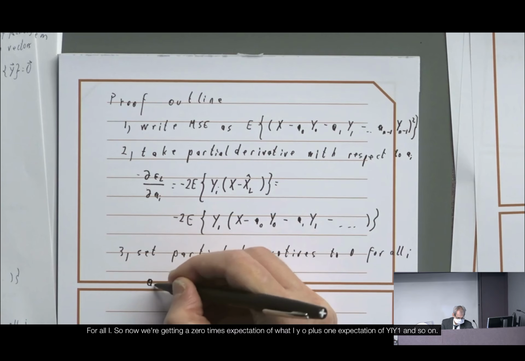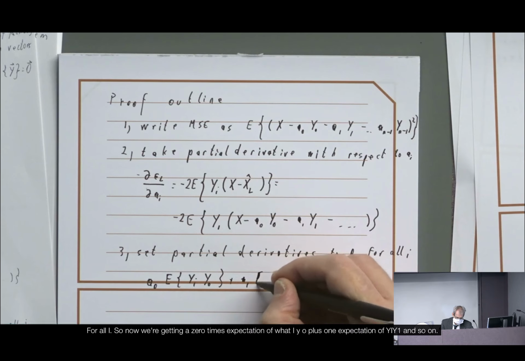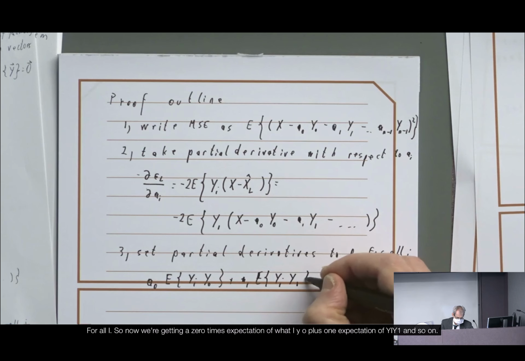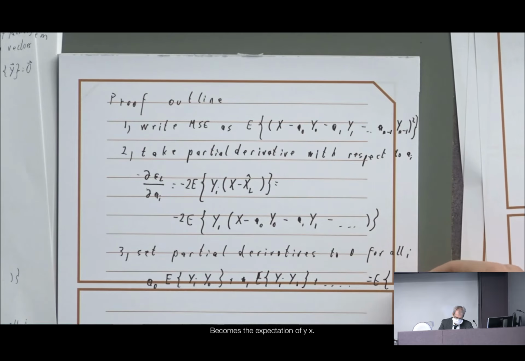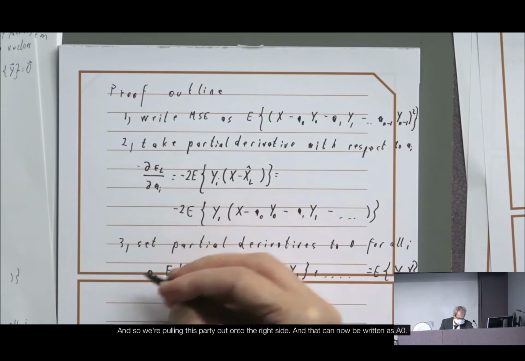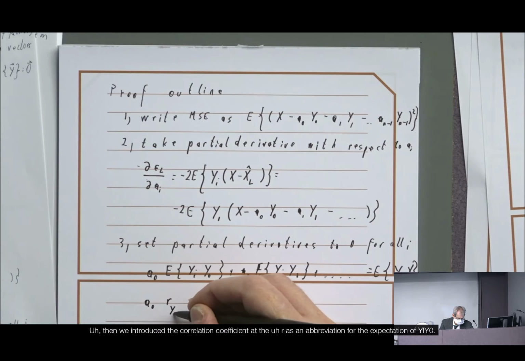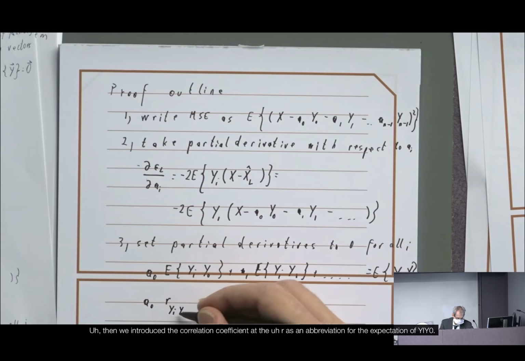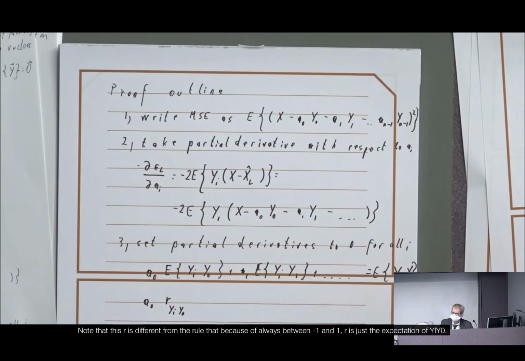So now we're getting a0 times the expectation of yi y0 plus a1 times the expectation of yi y1 and so on becomes the expectation of yi x. And so we're pulling this part out onto the right side. And that can now be written as a0 times... Then we introduce the correlation coefficient, our r, as an abbreviation for the expectation of yi y0. Note that this r is different from the rho, because rho is between -1 and 1. R is just the expectation of yi y0.